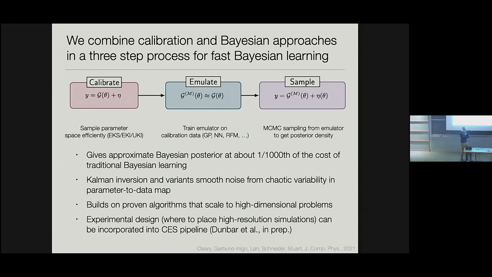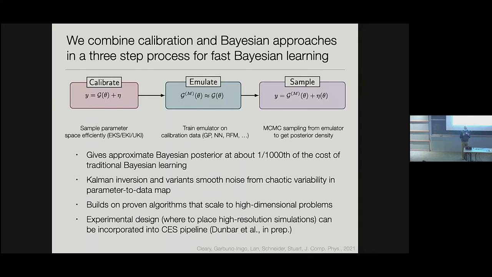It's combining ideas from weather forecasting, data assimilation, with ideas from machine learning, process emulation, into an algorithm for very fast and very scalable Bayesian learning. In the calibration step, what we do is use Kalman inversion, Kalman sampling, variants thereof, to generate pairs of parameters and maps from parameters to output G. And we do it in such a way, what Kalman inversion does is it's a very good optimizer of the parameters, so it gets you near the maximum posterior in a Bayesian setting. And it does so in a very scalable way, even in high-dimensional parameter spaces. And in weather forecasting, you do 10 to the 9-dimensional parameter spaces. So we know this algorithm scales.